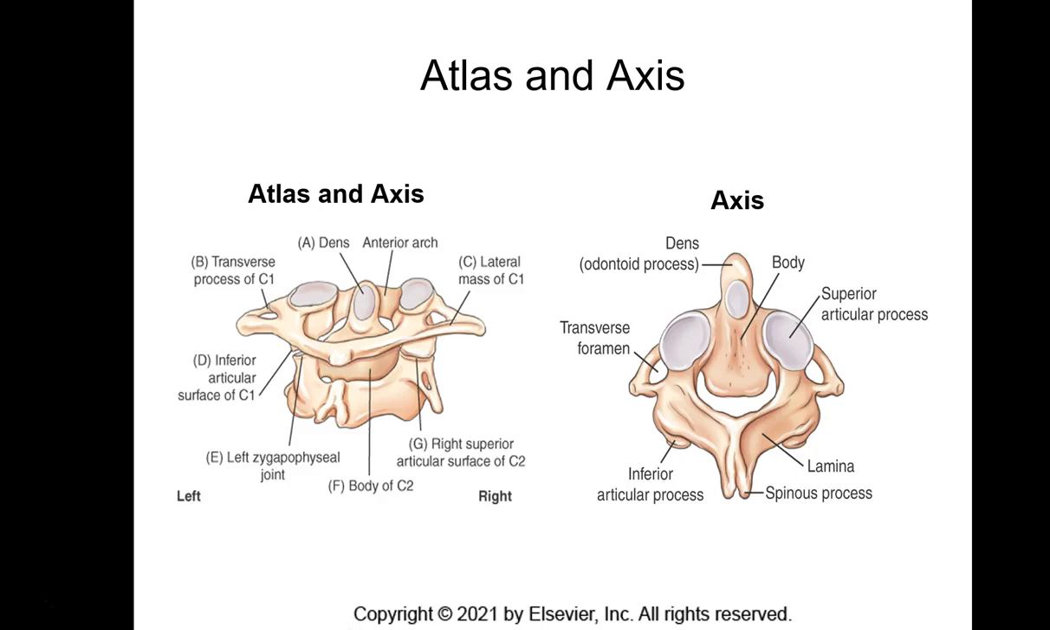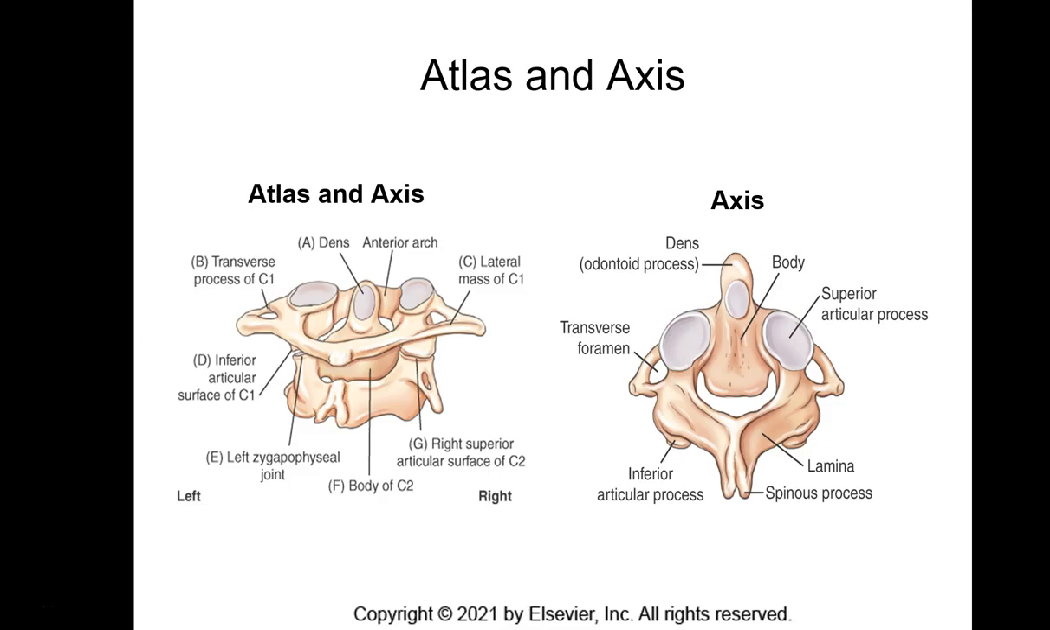The dens is a cone-shaped process that projects up from the superior surface of the body of C2. You can see that here. So here is the body of C2, and then that dens just sticks up, and remember, it sticks up through C1. Interestingly, and you don't need to write this down, but in the embryo, the dens is actually the body of C1, but it fuses to C2 during development. And as a result, it's considered part of C2 in mature skeletons. And remember, C1 doesn't have a body.